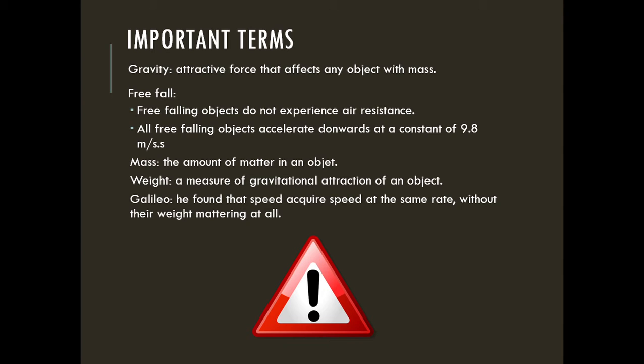All free-falling objects accelerate downwards at a constant of 9.8 meters per second square. So this is a very important value that we are going to be using in many problems later on in physics. So try to memorize it already. So the value for gravity, or how much an object accelerates downwards, is a constant of 9.8 or 9.81 meters per second square. All right.